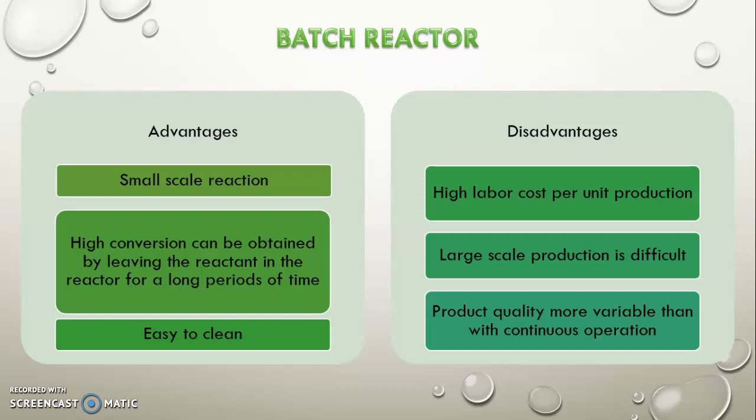Okay, as well, advantages of the batch reactor: it is very suitable for small scale reaction. High conversion can be obtained by leaving the reactant in the reactor for a long period of time, and also it is very easy to clean. For disadvantages, high labor costs, large scale production, and product quality more variable than with continuous operation.